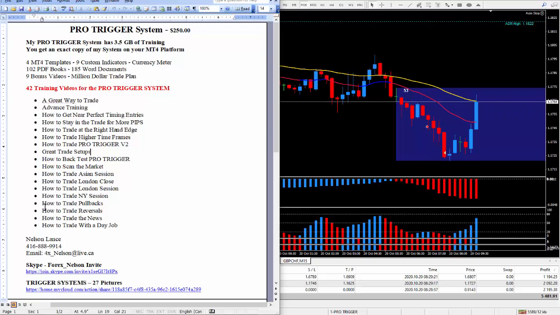Now I also teach how to trade pullbacks, as when it comes back to the goal line, that's a pullback. And of course, if it breaks through and keeps going, much more than this, because the trend is down. It just went a little bit above, hooked around and kept going down. But if it goes way up here, then that's a reversal, which I teach. I also teach how to trade the news and how to trade with a day job.